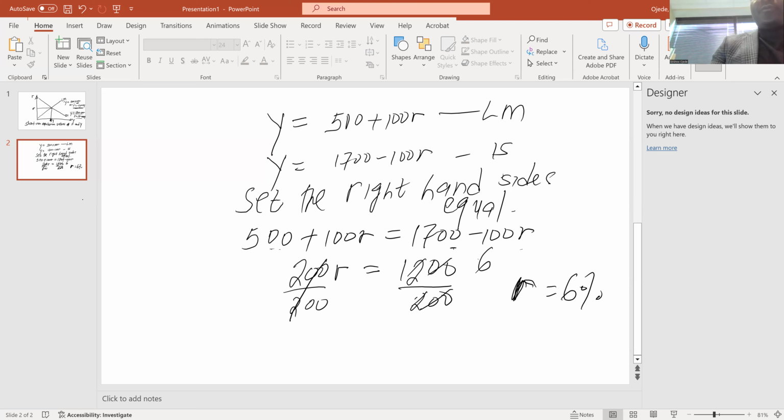Okay, now to solve for your short-run equilibrium output, you are going to substitute this 6% either in the LM equation or in the IS equation. Either way, you're going to get the same answer. Trust me. So that means short-run equilibrium output.